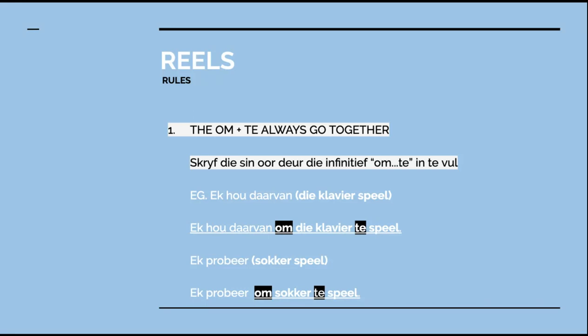Reels. The die and te always go together. The question you would be asked would be, skryf die sin oor deur die infinitive te gebruik. An example of this would be, ek hou daarvan, and then in brackets, die klavier speel. The answer to this question in the infinitive form would be, ek hou daarvan die klavier te speel.